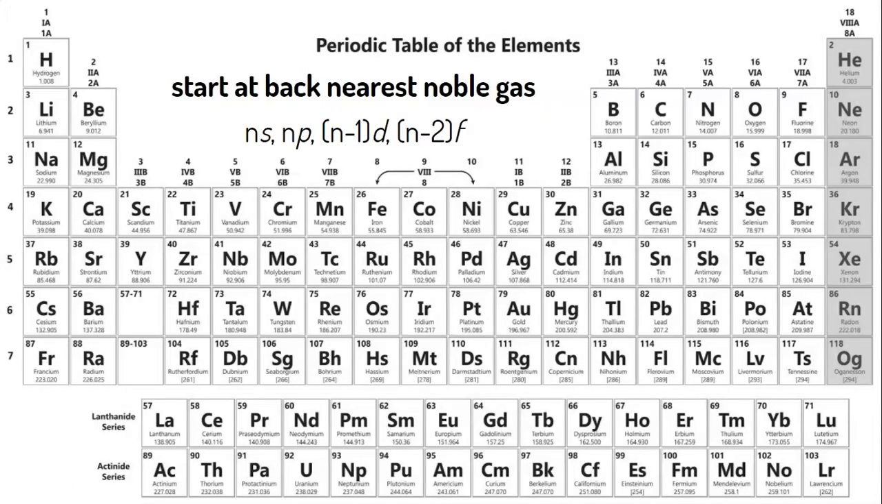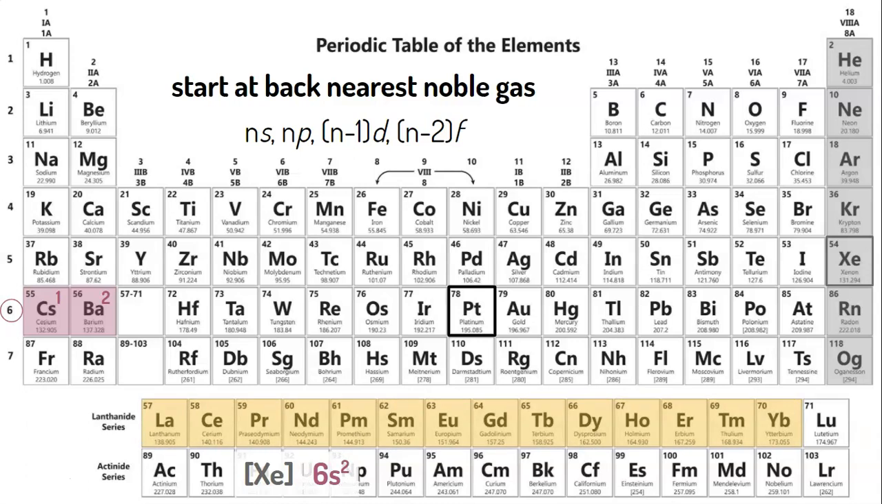Let's go ahead and do one last example. Let's go platinum. So backtracking to the closest noble gas, which is xenon. So we start off with the xenon symbol in brackets. Then we go ahead to do our next block. We're in the S block, we're in row 6. Platinum's not in this row block, so we have a total of 2 elements. So we say 6s2. Then we go down to our F block.